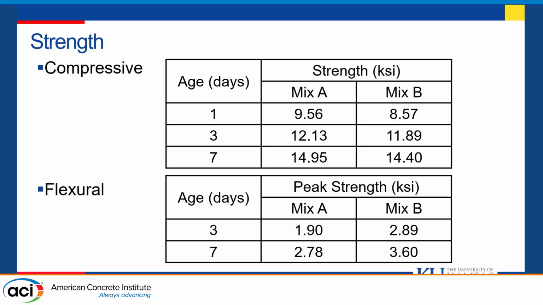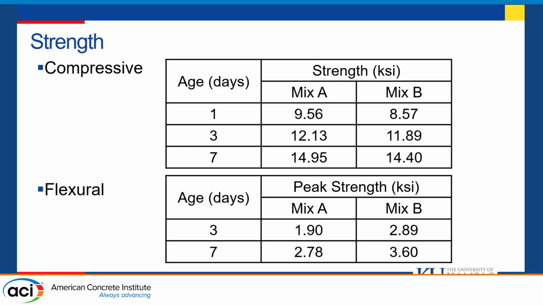Talking about compressive and flexural strength, mix A and mix B exhibit almost similar compressive strength. You can see mix A achieved 9.56 KSI compressive strength at 1 day and 14.95 KSI at 7 days, while mix B achieved 8.57 KSI compressive strength at 1 day and 14.40 KSI at 7 days.